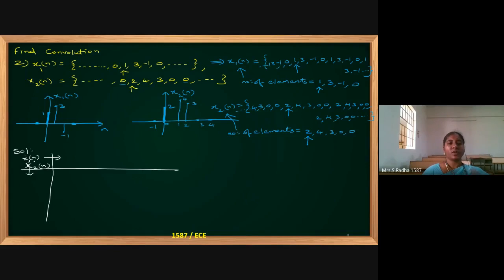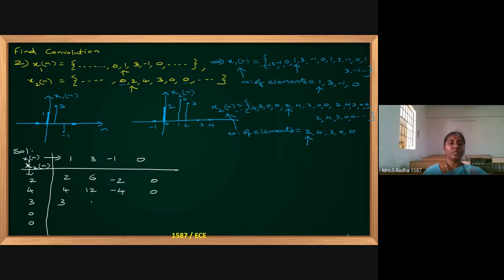Now x1 of n, we have finalized what are the elements in x1 of n. It is 1, 3, minus 1, 0. x2 of n, we have finalized the elements. It is 2, 4, 3, 0, 0. So one sequence horizontal, one sequence vertical. Now multiply. 2 into 1 is 2, 2 3s are 6, 2 into minus 1, 2 into 0. Next 4 into 1, 4 into 3, 4 into minus 1, 4 into 0.